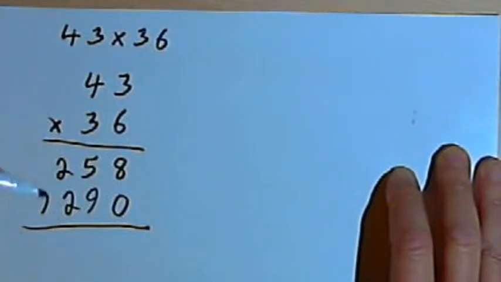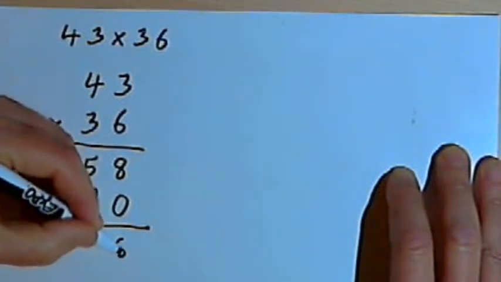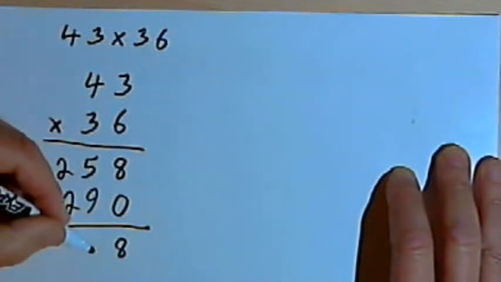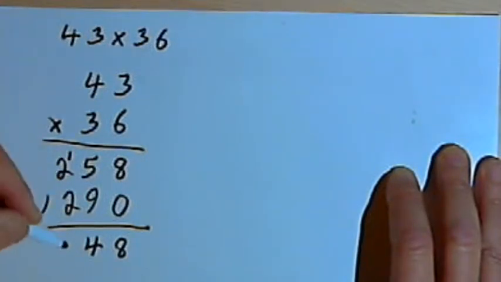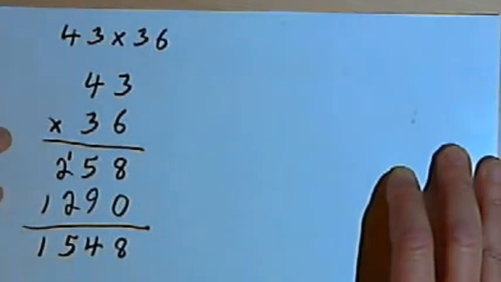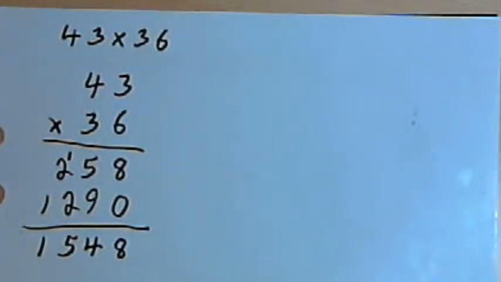Now I can add those numbers together. 0 plus 8 is 8. Carry a 1. I'm sorry, 9 plus 5 is 14. I carry a 1. I've got a 2 and a 2 and a 1, so that's a 5. And I've got a 1. So my answer is 1,548.